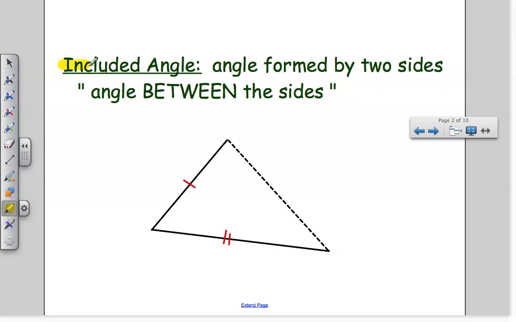We need to know what an included angle is because it'll apply with this side angle side situation. An included angle is the angle formed by two sides or between those two sides. The reason we're talking about included angle today is because we're using the side angle side shortcut. So if we have two marked sides and we want the included angle, we want the angle in between those two sides. So this angle here would be our included angle. It's in between or made by those two sides.